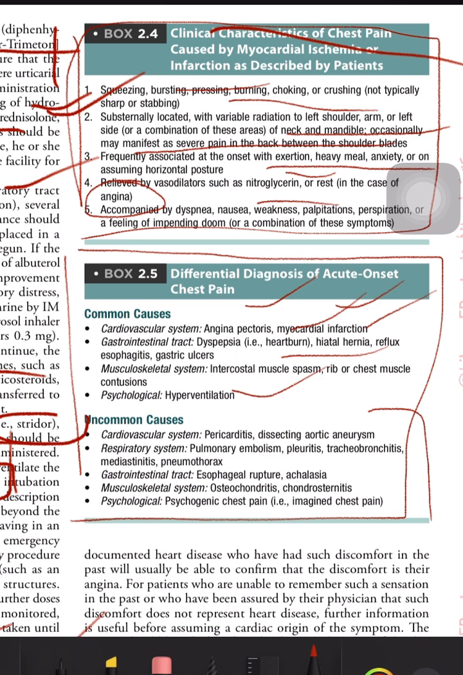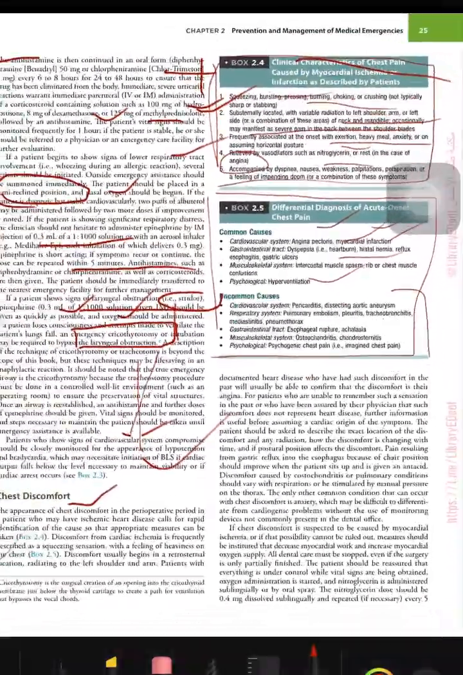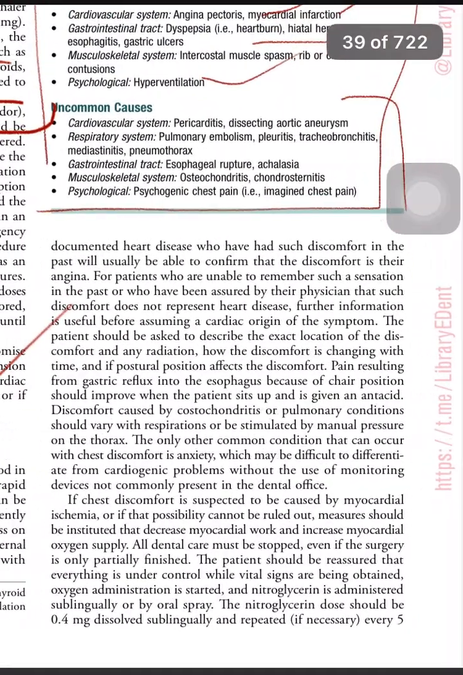These are not as common, but you have to learn them: pericarditis, dissecting aortic aneurysm. In the respiratory system, if someone has a pulmonary embolism, he could say he has chest pain, but it is a respiratory problem. In the GI tract, he could have esophageal rupture, achalasia. In the musculoskeletal system, osteochondritis and costochondritis, all these things. You have to go through these boxes, and they're going to benefit you a lot.